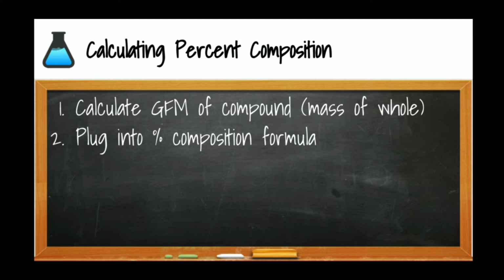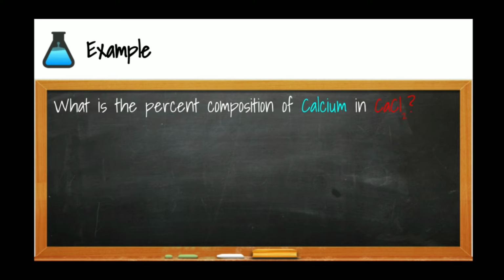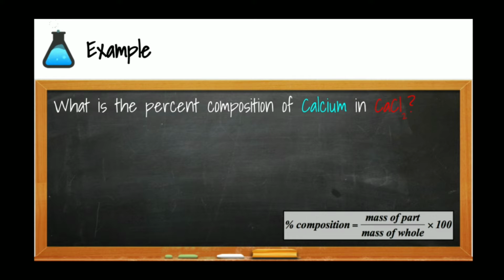When calculating percent composition, the first step you'll want to do is to calculate the gram formula mass of a compound. This will be the mass of the whole. We'll use our calculation to plug into the percent composition formula on Reference Table T. In this example, we would like to calculate the percent composition by mass of calcium in calcium chloride.